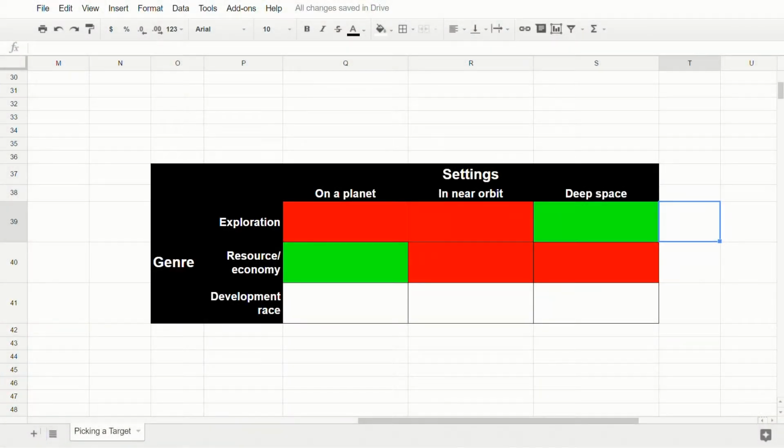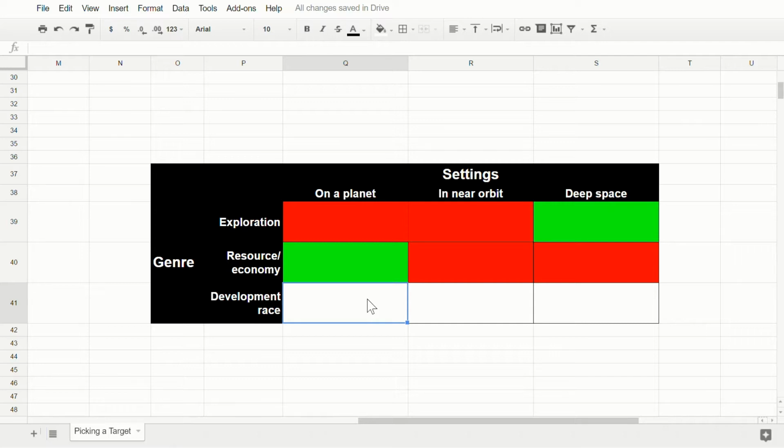Here there's a table of some settings that we picked out and some genres or gameplay styles that we picked out as well. You can see the first two rows are filled out, and we'll talk about the last row as we fill it out. This cell here would be a game that takes place on a planet. It doesn't have to be Earth. And it's a development race kind of game, so this is sort of mirroring history.